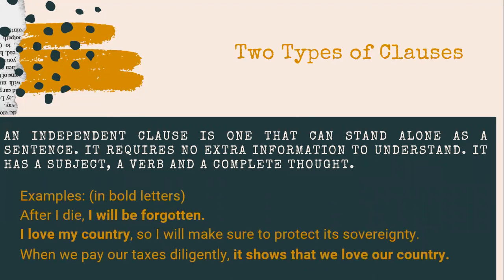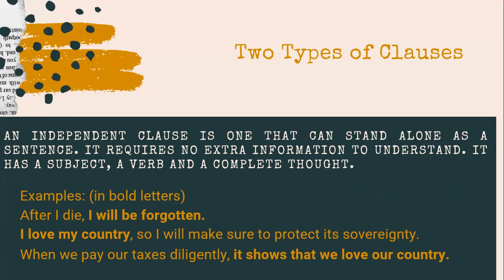Examples are in bold letters. After I die, I will be forgotten. So "I will be forgotten" is the independent clause in this sentence. Because "I will be forgotten" has a subject and a verb. I, which is a pronoun, is the subject of the independent clause. Will be forgotten is the verb in that independent clause.